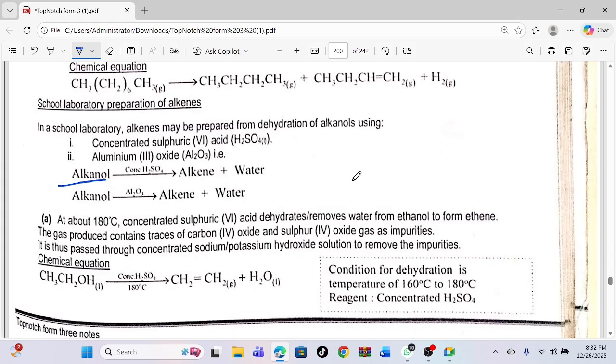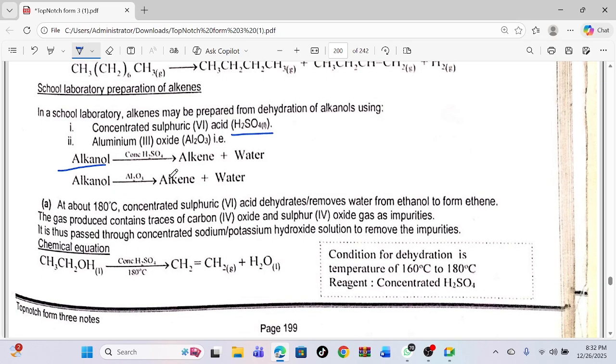Dehydration ni kutoa maji, and one of the things ambayo tunatoanga maji most commonly in laboratory in chemistry is sulfuric acid. So we use alkanols, and that alkanols ndio tunatoa maji. Tukitoa maji sasa inatupatia nini? Inatupatia the corresponding alkenes.